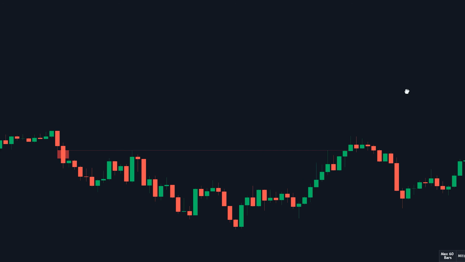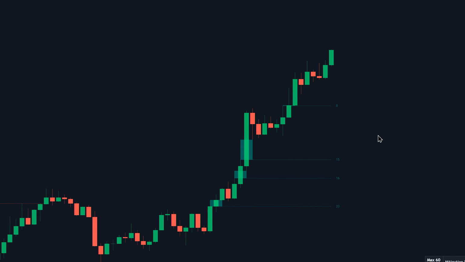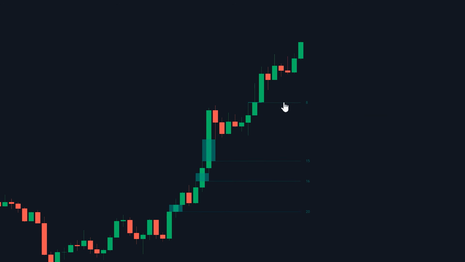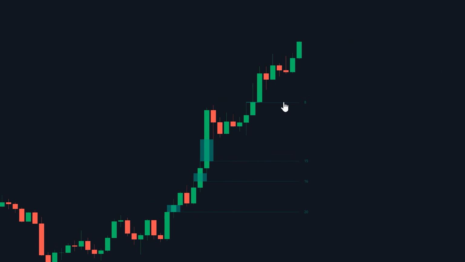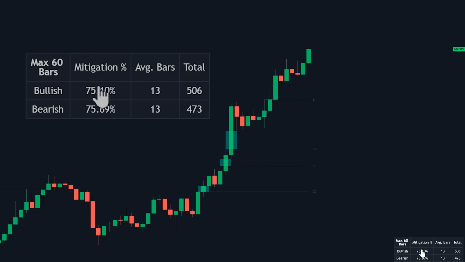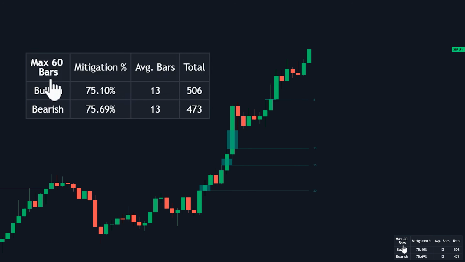Now, a mitigation level is basically the point where the price would need to come back in order to mitigate a specific FVG. For example, for a bullish FVG like this one, in order for it to be mitigated by the price, it would need to come all the way back down and go under this line, and vice versa for a bearish FVG.